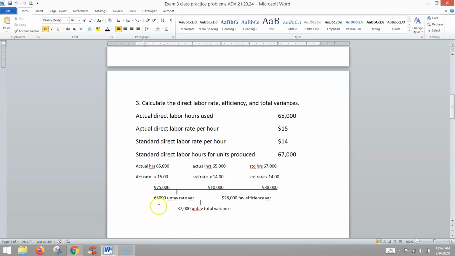And then for the total, again, we're going to combine them. So we have an unfavorable and a favorable. We're going to actually subtract them, as the math that you're going to do, to get 37,000. And since the unfavorable is larger, we're going to have 37,000 unfavorable total variance.